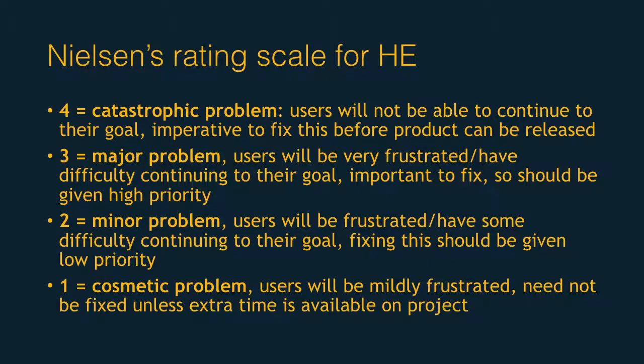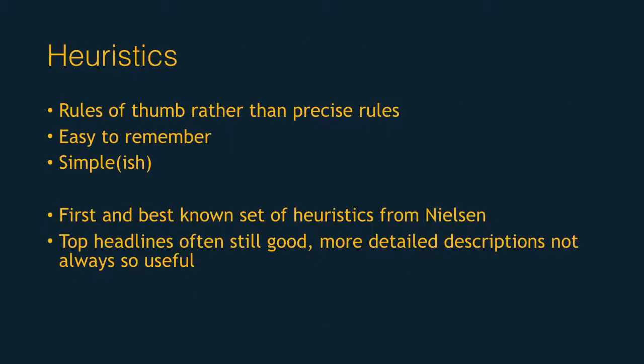And Nielsen, and indeed with his colleague Mollick, came up with this set of criteria of catastrophic problems where the users won't be able to continue, and this is really important to fix, major problems, minor problems, and cosmetic problems. So they're the rating, and then the heuristics.